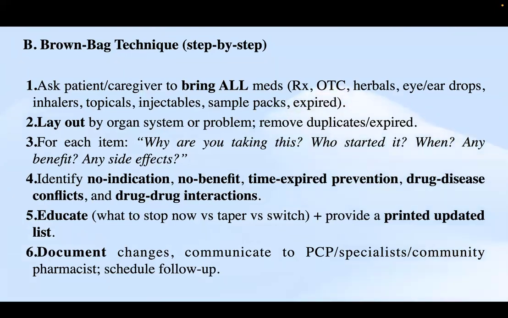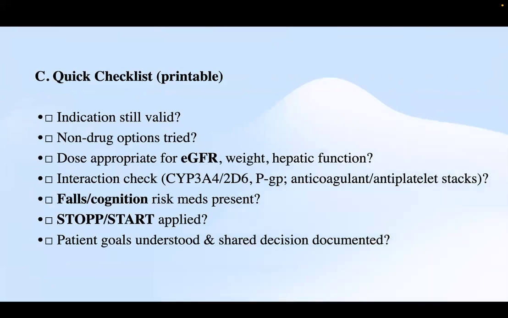Okay. And what is a quick checklist? A printable checklist should be there. The checklist must have boxes in which you can tick. Indication still valid? Yes or no. Non-drug options tried? Yes or no. Then, is the dose appropriate for eGFR, weight, and hepatic function?